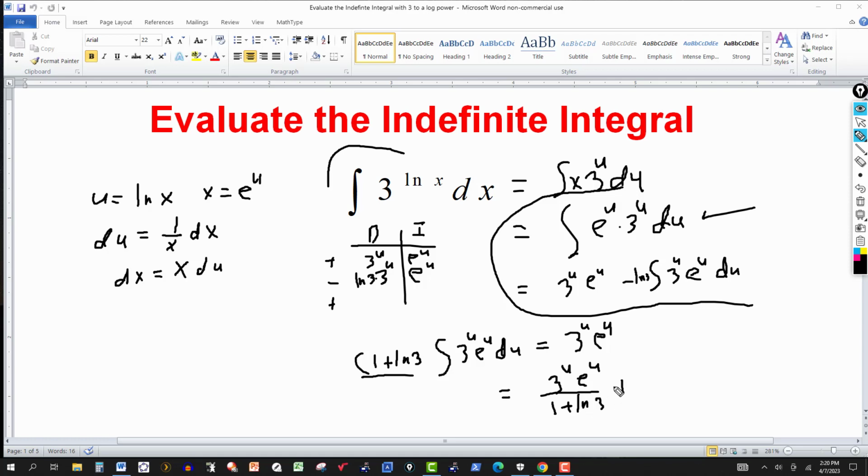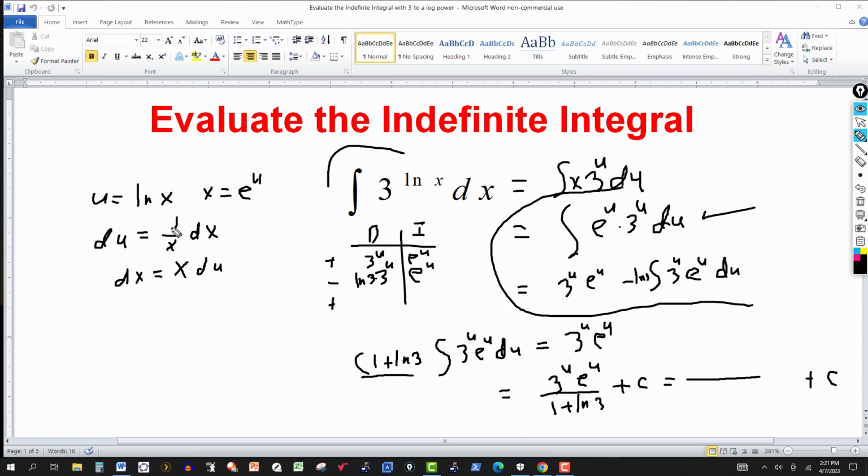And of course you have your constant of integration. So the answer in terms of u is 3 to the u, e to the u, over 1 plus ln of 3. But we've got to go back. Anytime you do a substitution, you still have to go back to the original variable, which was x. So we have this, and so let's go back.